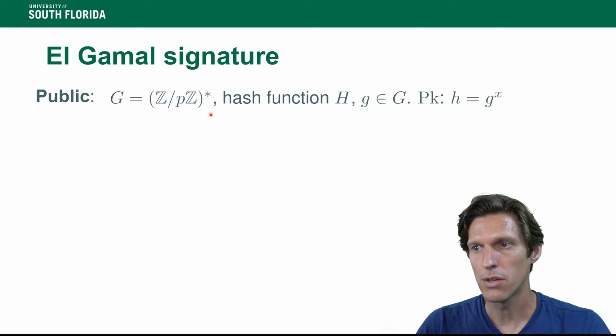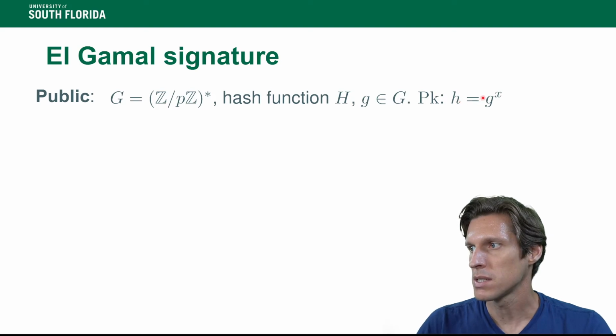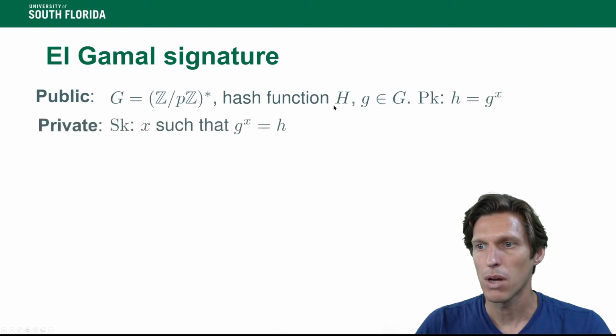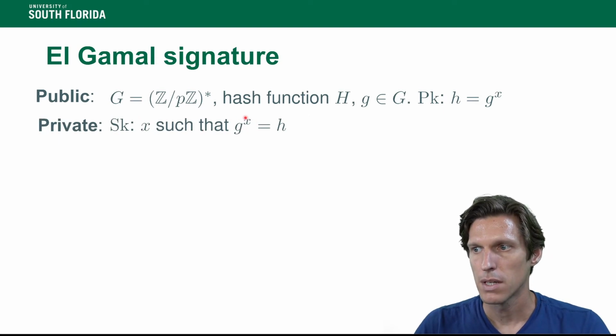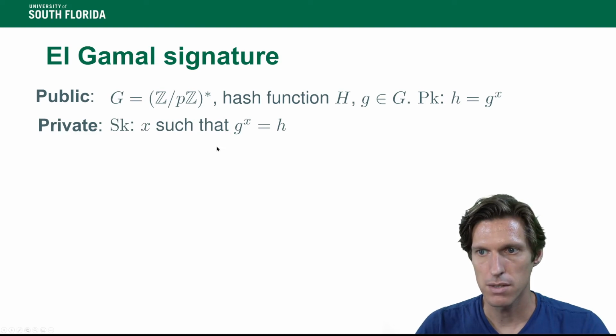Assume that you have your favorite group, which in our case is usually Z mod p Z star, a hash function, an element g of the group, and the public key is h equals g to the x, okay? And of course, the private key is the x in question, the exponent such that h equals g to the x.